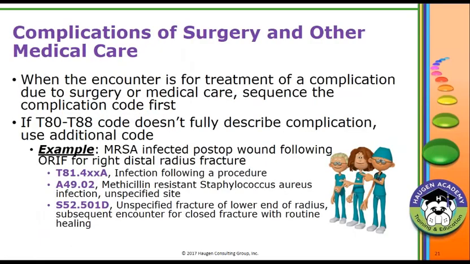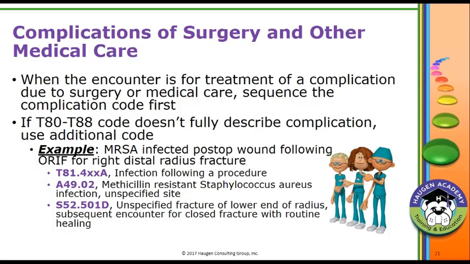Okay. Moving on to complications of surgery and other medical care, there are some coding guidelines about how to code for complications. And I'm sure that you're seeing some of these patients in your wound care clinics or outpatient, wherever they may be coming from, where they have had some kind of a procedure. They are getting wound care for a condition that is a complication of that surgical care. And the example I've given here is MRSA infected post-op wound following open reduction internal fixation for a right distal radius fracture. In that case, your T code for the complication is going to go first because it is the reason the patient is getting the wound care.